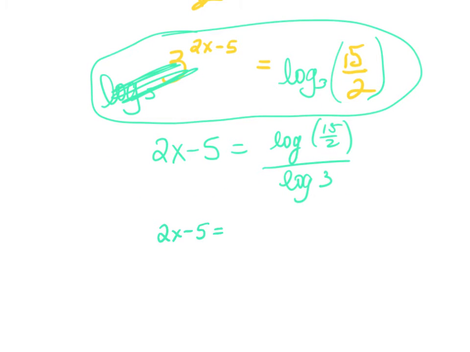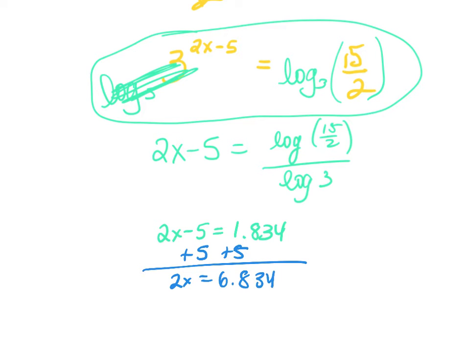Maybe 1.834. You guys agree? Yes. Perfect. All right, now every single person in here can solve this equation. What do I do? Add 5 to both sides. So I'll get 2x equals 6.834. Divide by 2, and I get x equals what?